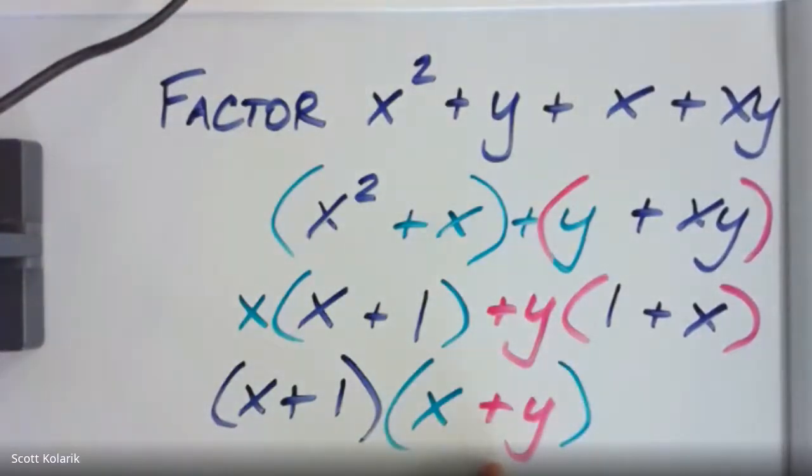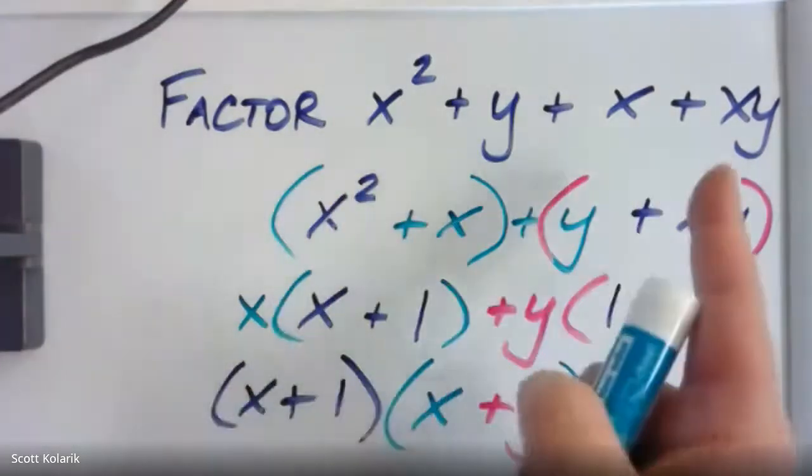If I want to check my work, if I wasn't convinced, I could use distribution and collection of like terms to multiply these two polynomials together to get right back where I started.